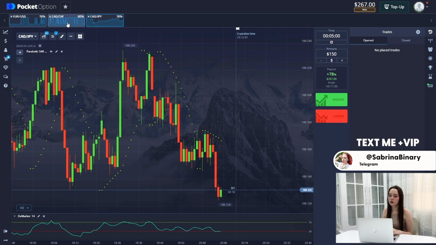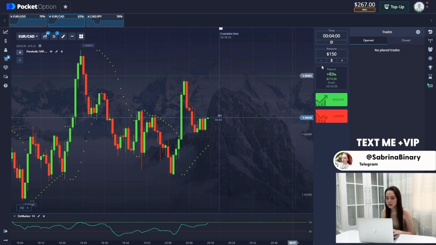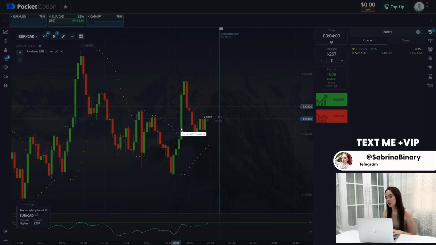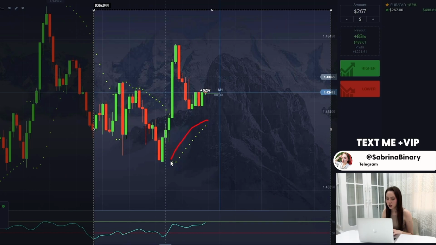Now let's move to the second trade. A great currency pair, but I want to reduce the time frame to 4 minutes, and the amount of the deal again I'll make a maximum. Of course, let's open a deal to increase the price.